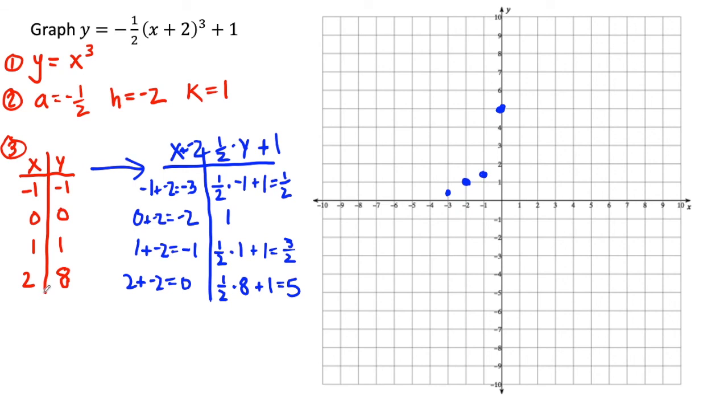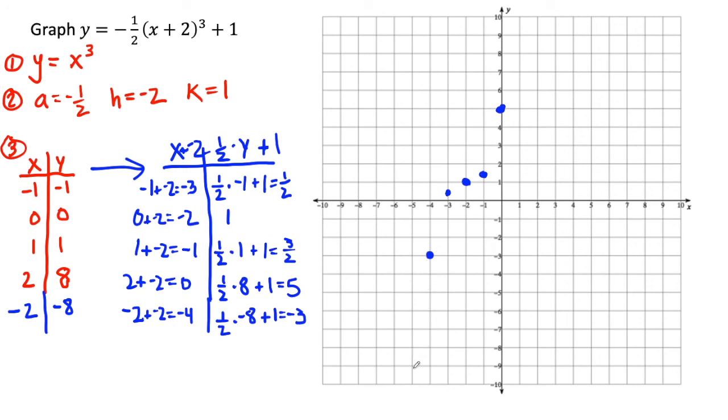Let's add one more point. If I add negative 2, my output would be negative 8 for my parent function. So negative 2 plus negative 2 is negative 4. Negative 1/2 of negative 8 plus 1 will give me 5. And so at negative 4, 5, I have another point. So I added that point just so I have a better idea of what the shape's going to look like.